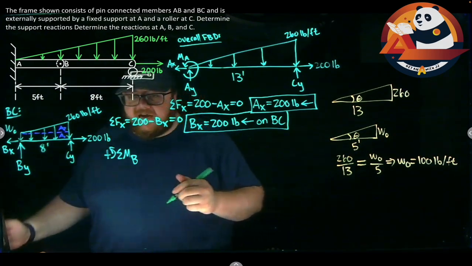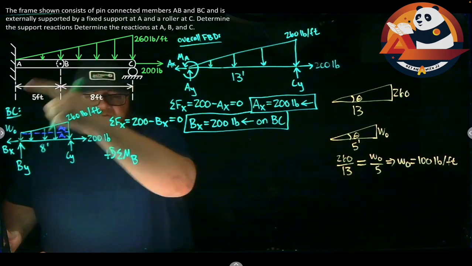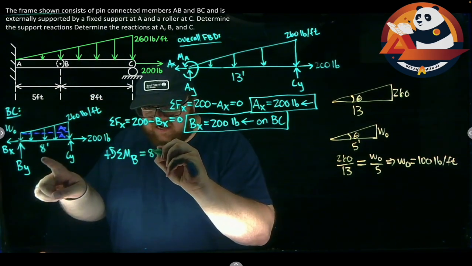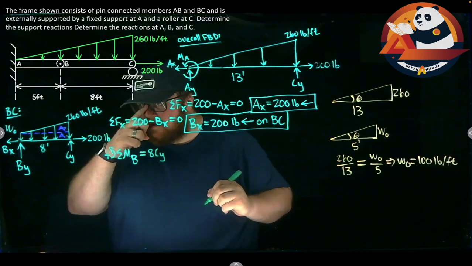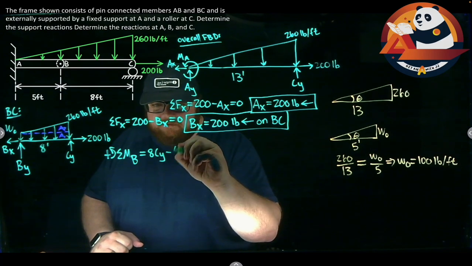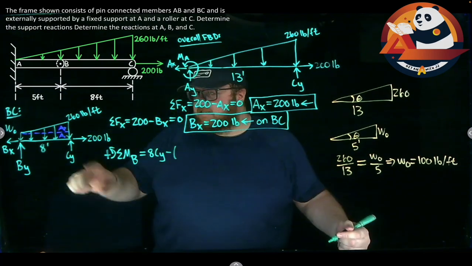But summing moments, I would have CY will cause a counterclockwise rotation. So we'll put it in as positive. My distance is 8 CY. My rectangular distributed load will cause a clockwise rotation. So minus force times distance.